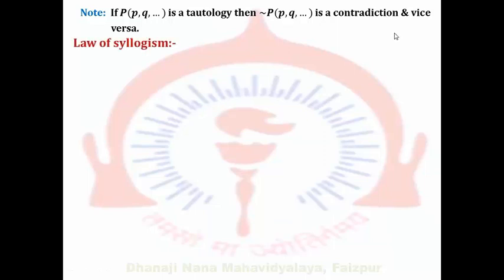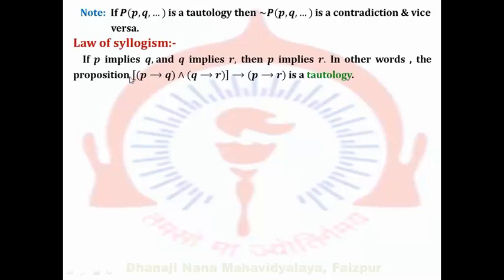Now the law of syllogism. If P implies Q and Q implies R, then P implies R. In other words, the proposition (P implies Q and Q implies R) implies (P implies R) is always a tautology. We prove this result by using the truth table. Since there are three statements, P, Q, R, in all there are 8 possibilities.